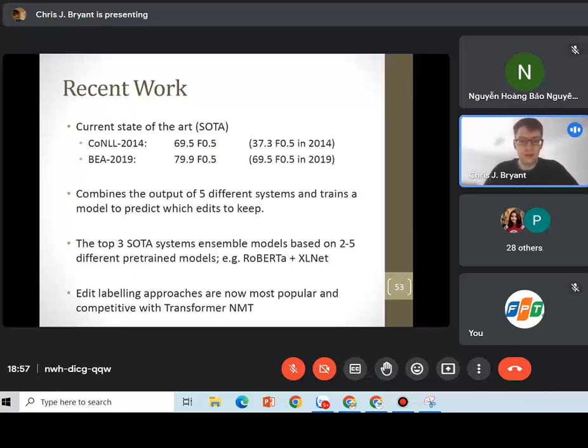And in fact, all the top 3 best systems are ensembles, and ensemble means combining multiple systems together, using different pre-trained language models. So you might have heard of BERT before ChatGPT, and then there's also others such as RoBERTa. There was an early form of GPT as well, and also XLNet. In addition to that, edit labeling approaches are also competitive. So there's both the translation approach and the edit labeling approach. Both perform equally well at the moment, although, as I said, we can see how approaches like ChatGPT are going to change in the future.